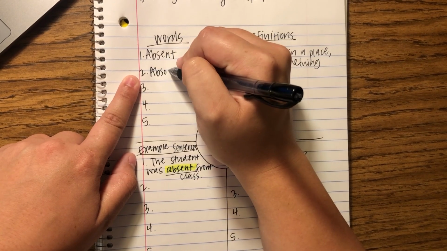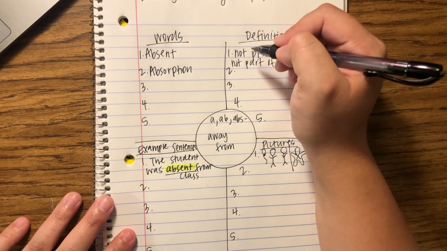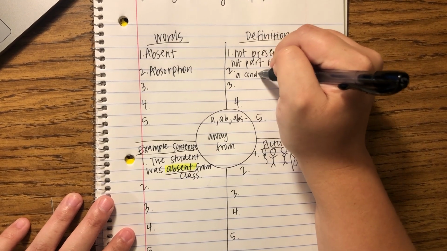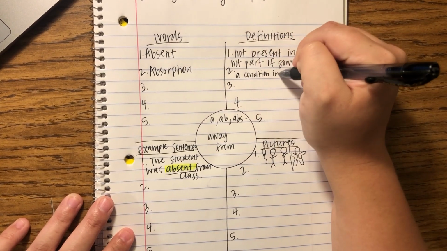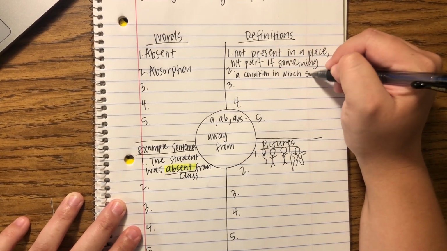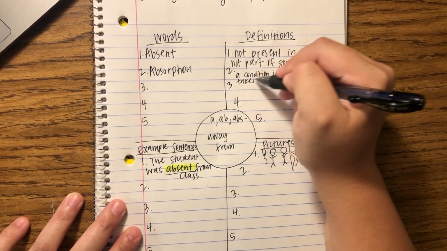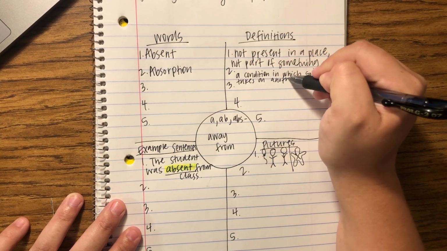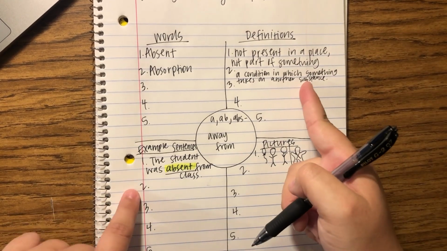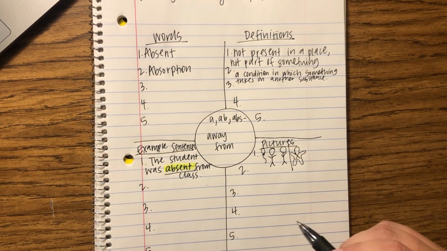I'm sure most of you have heard this word. Absorption means a condition in which something takes in another substance. This is a really good science word. A condition in which something takes on another substance. And before I write my example sentence, I'm going to draw a picture because this could be kind of tricky for you guys. So a condition in which something takes on another substance.